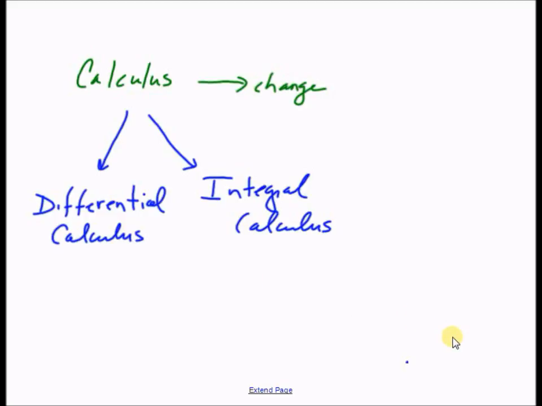If we look at one function, and we talk about the change of that function, we're talking about differentiation. We could take one function, function 1, and differentiate it to get function 2, or we could start with function 2 and integrate it to end up with function 1.